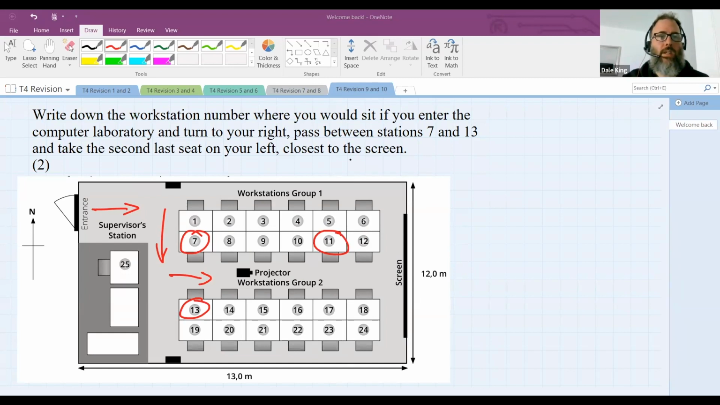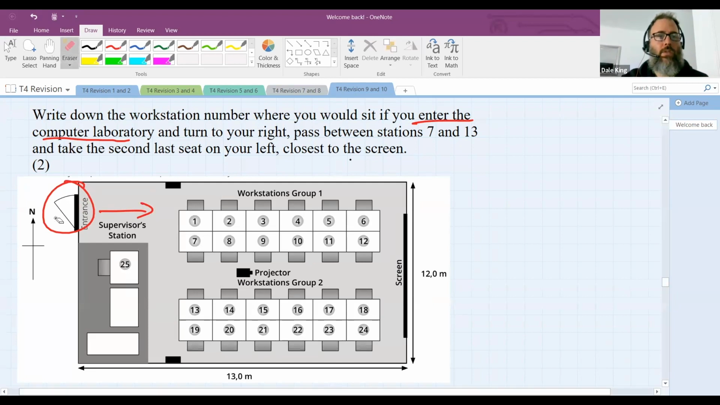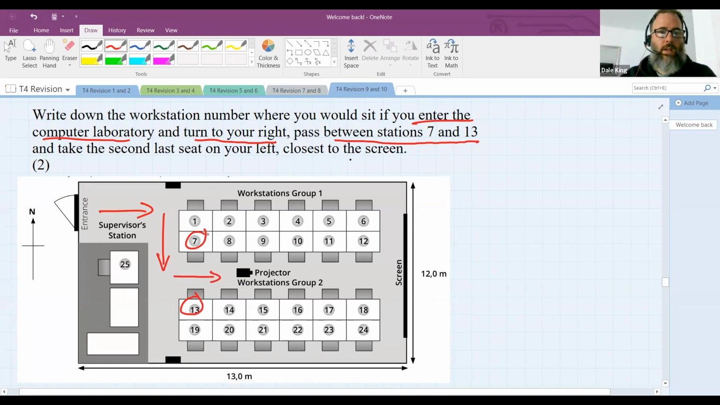All right, don't worry, I'm going to do it again for you. Okay, so the instructions, read it with me, and I'll do it phrase for phrase. Enter the computer lab, which means we come in the door there. This is a door. On plan views, that's a door. Turn to your right. So you have to turn your head and pretend you're walking in there. If you turn to your right, you're going down this way. Pass between 7 and 13. So here's 7, here's 13. You want to go between the two. All right, take the second last seat on your left.